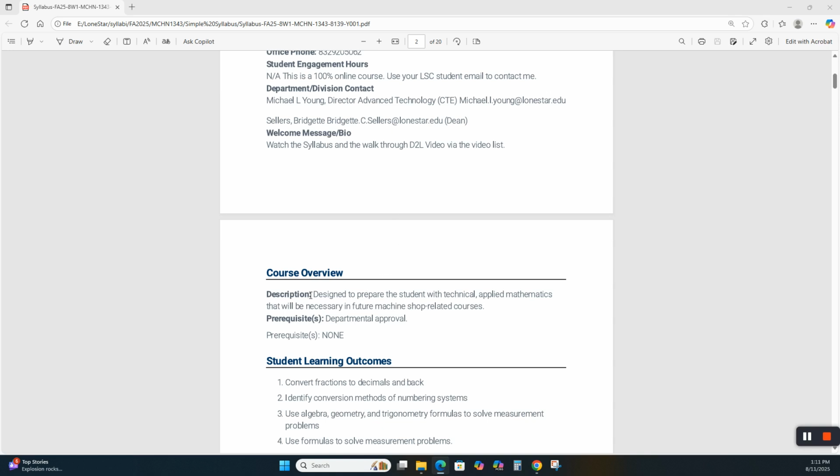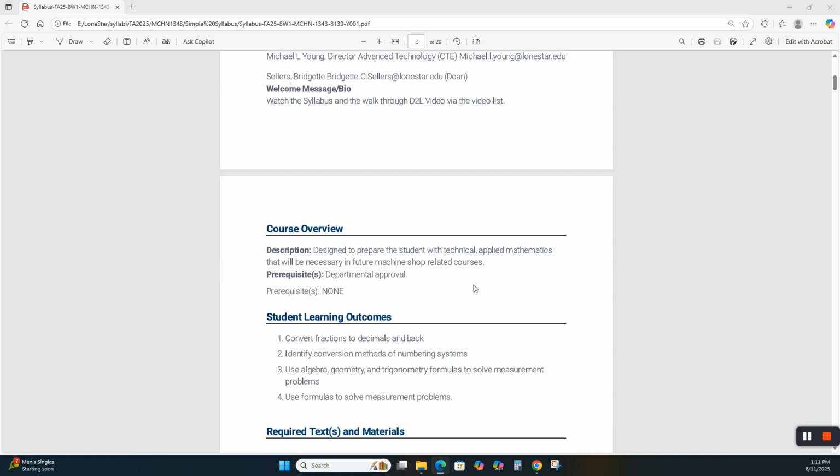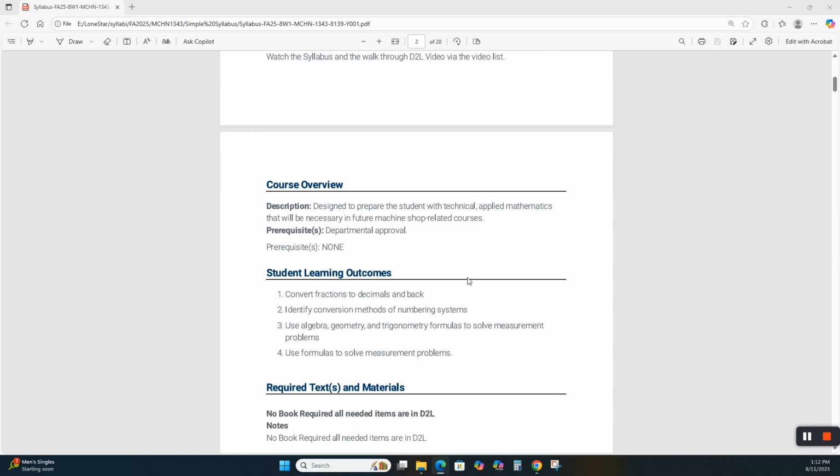All right, this is the description of the course. It's right out of the catalog. It's designed to prepare the student with technical applied mathematics that will be necessary in future machine shop related courses and field service technician stuff. This is also an alternative course for Tech'em. There are no prerequisites. This needs to be removed, departmental approval. But that's right out of the catalog, so I don't know what to tell you. And there are no prerequisites, like I said.